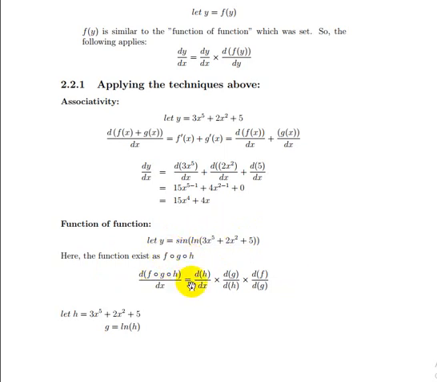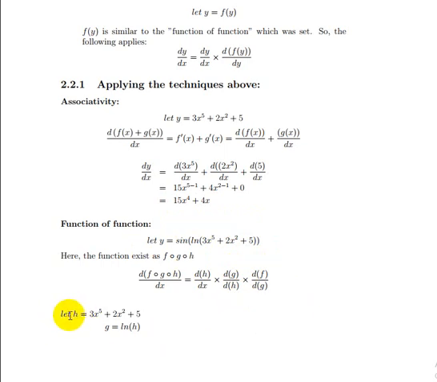In order to do function of function here, d of f of g of h all over dx is equal to the differentiation of the innermost function. So I differentiate the innermost function with respect to x, times I take now the middle function with respect to the innermost function, so d of g all over dh, times I differentiate now the outermost function with respect to the middle function, so it's d of the function f all over d of g. So let's see how it works.